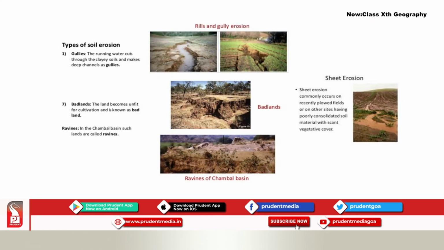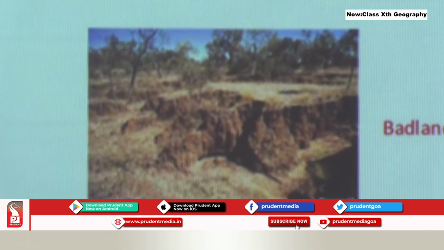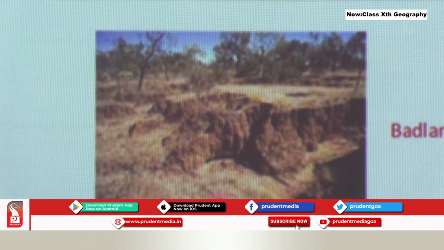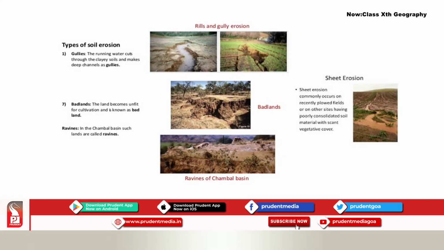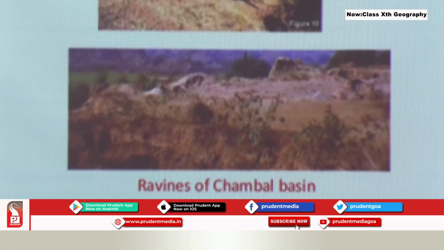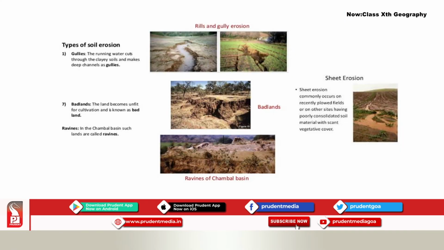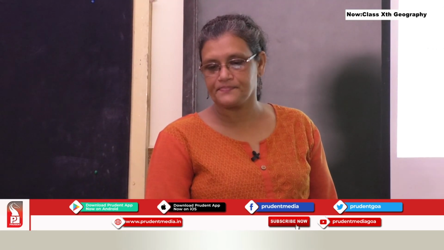Types of erosion are gullies. These are running waters which cut through the clayey soil, making deep channels like these. You have got badlands. Because of gully erosion, you will see land gets fragmented. So the land becomes unfit for cultivation and eventually is known as badlands. You have got ravines in the Chambal basin. Sheet erosion commonly occurs on recently ploughed fields and other sites which have got land exposed and no vegetative cover.